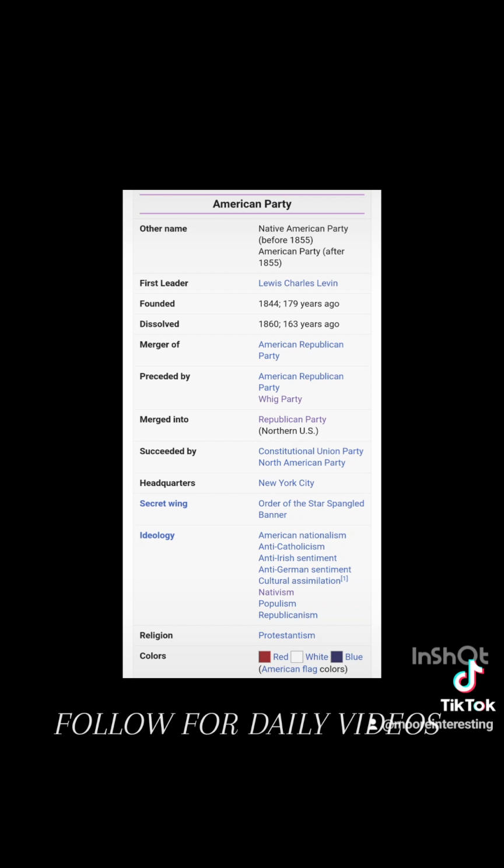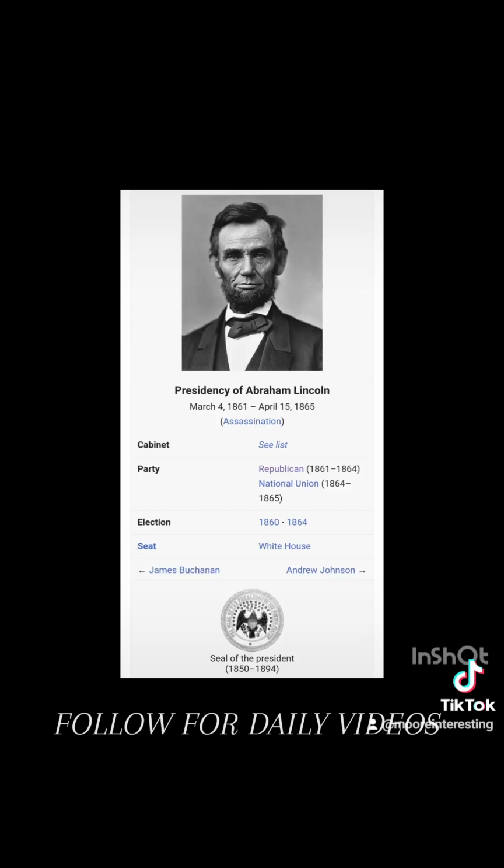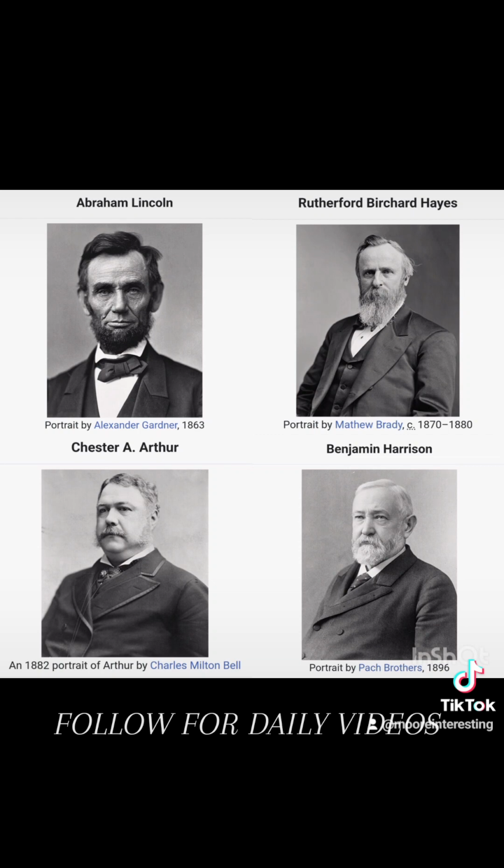remained influential for decades. During the Lincoln administration, ex-Whigs dominated the Republican Party and enacted much of their American system. Presidents Abraham Lincoln, Rutherford B. Hayes, Chester A. Arthur, and Benjamin Harrison were Whigs before switching to the Republican Party, from which they were elected to office. It is considered the primary predecessor party of the modern-day Republicans.